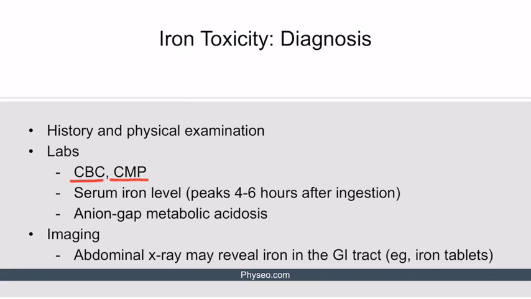Now, serum iron levels are typically ordered to confirm exposure to iron, and this value usually peaks 4 to 6 hours after ingestion. As mentioned on prior slides, iron ingestion can lead to anion gap metabolic acidosis, which would also be evident on the chemistry panel, the CMP. Now, if imaging is ordered, an abdominal X-ray may reveal iron in the GI tract, as would be the case if a child recently swallowed a bunch of iron tablets.